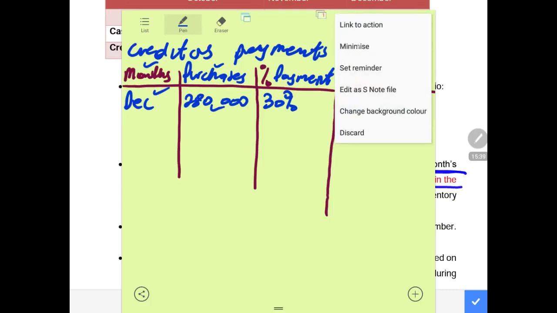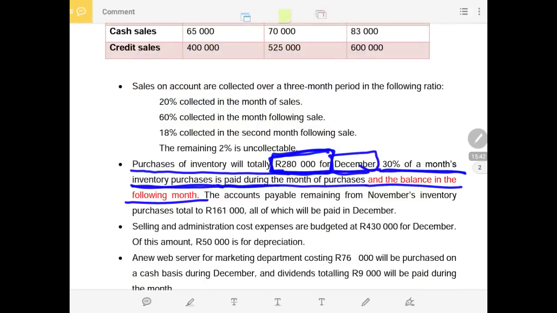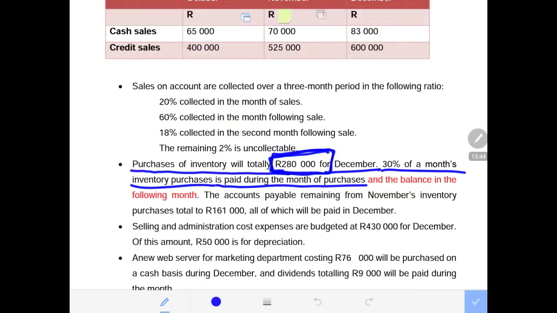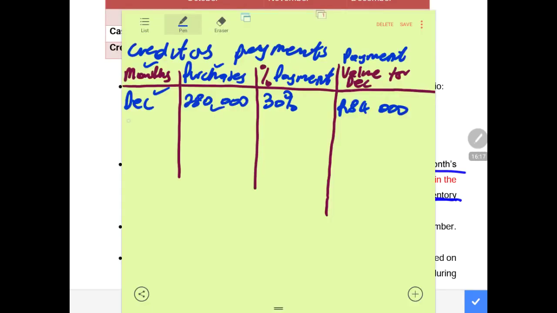Then let me check if there is any further information regarding my credit purchases and the payments. The accounts payable remaining for November. This is the balance for November. Obviously, after the 30% was paid, what is left is 70% of the purchases of the previous month. It is the balance of inventory purchases for the month of November amounting to 161,000 rands, all of which will be paid in December. This is for November, it will be paid in December, and I am doing a budget for December.